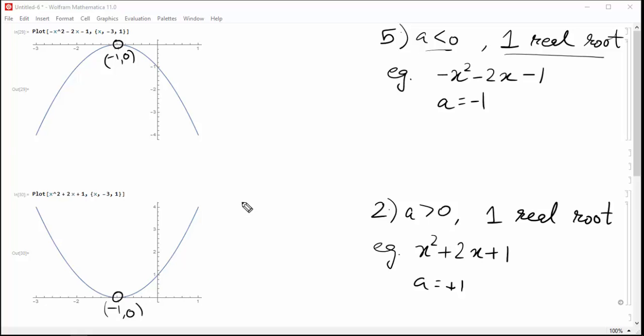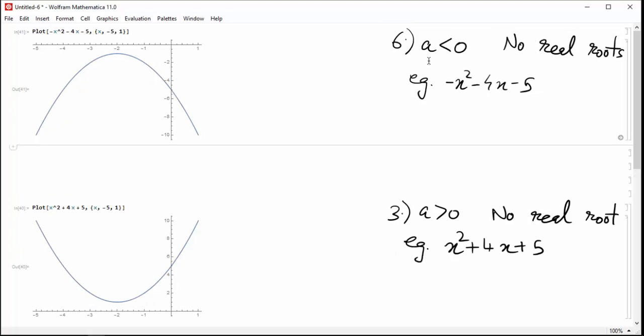Now let's go for a sixth example. A is less than 0 and no real roots. The perfect example is minus x square minus 4x minus 5, whose graph is drawn here. Here we see that it's again a downward opening parabola and it does not touch the x-axis. Its mirror image is the graph of x square plus 4x plus 5. Here a is greater than 0, which is 1. It also does not cross the x-axis, but it's an upward opening parabola.